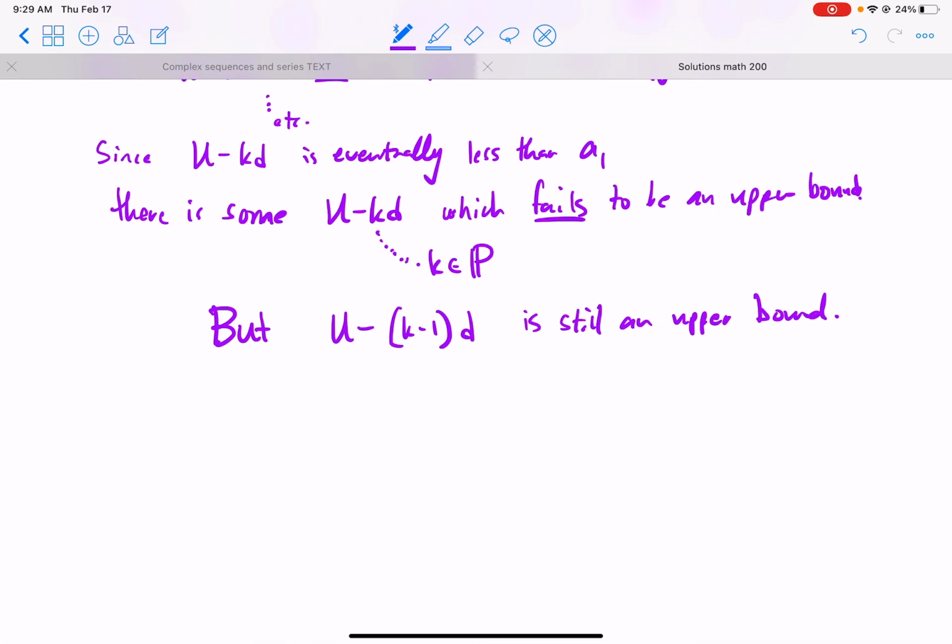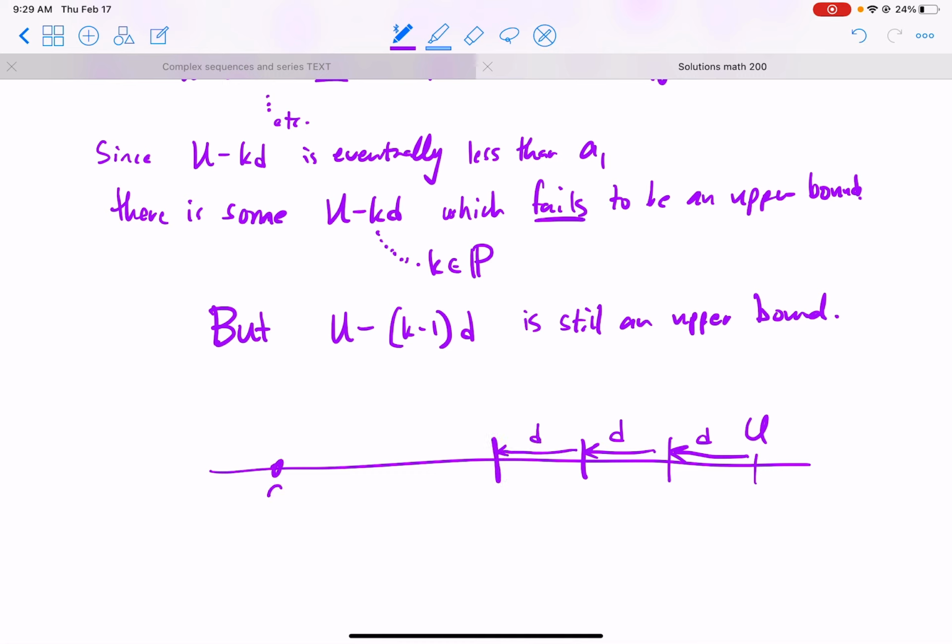Okay, and now I'll just draw another picture. Here's the u, here's d, and let's say it was here. So here's a1, a2, a3, and this one is an upper bound. This one fails to be an upper bound.